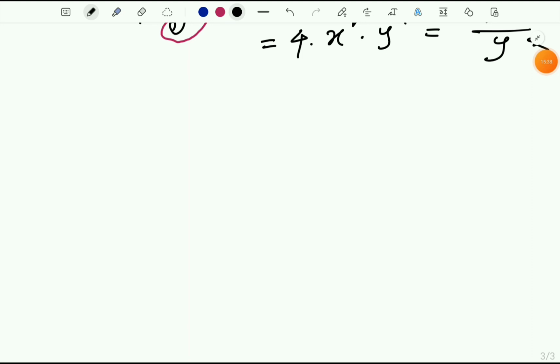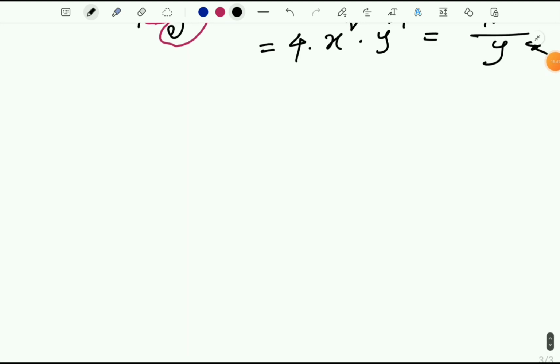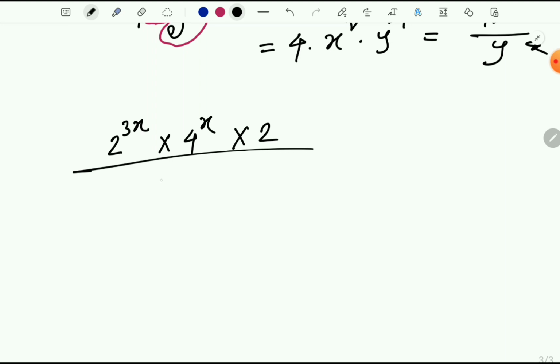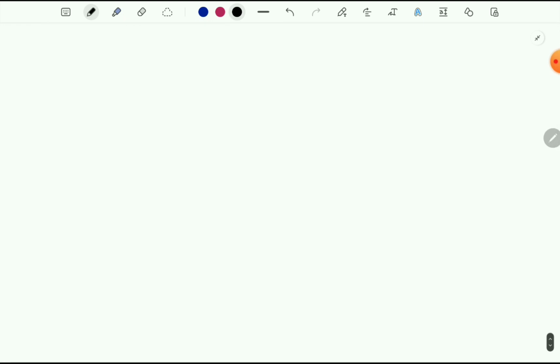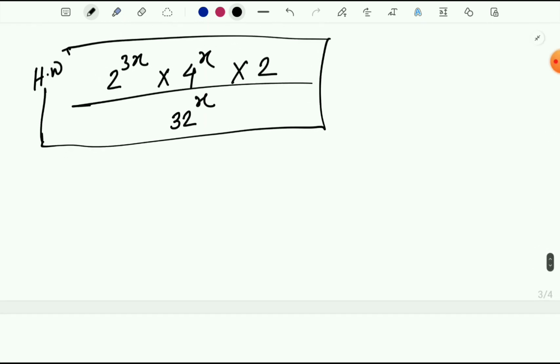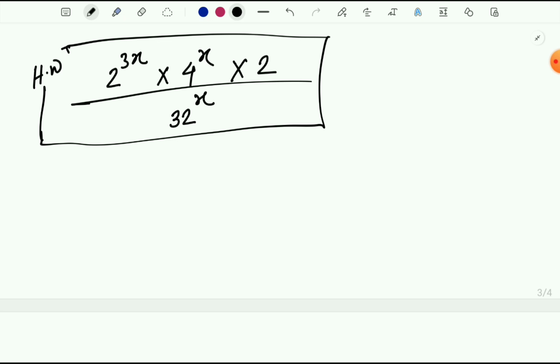At this moment, I'd like to give you a homework that you can try at home: 2 power 3x multiplied by 4 power x multiplied by 2, divided by 32 power x. So try it at home, simplify it.